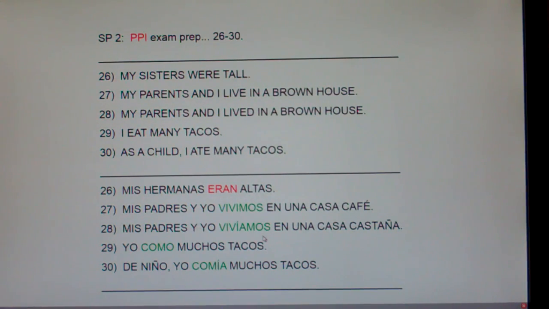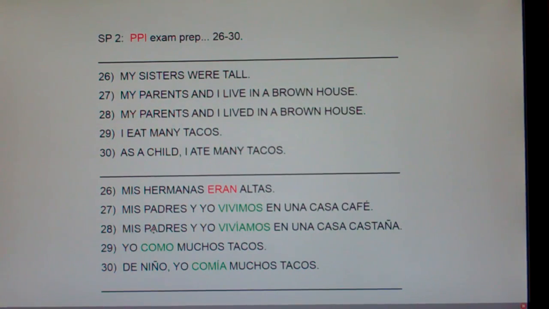Again, many verbs are irregular in the present tense. Tener, there's a G in the O form, tengo. Estar, there's a Y in the O form, estoy. But in the past tense, imperfect, the only two common ones that are tricky, ser turns into era, ir turns into iba. So, my sisters were tall, mis hermanas eran altas.